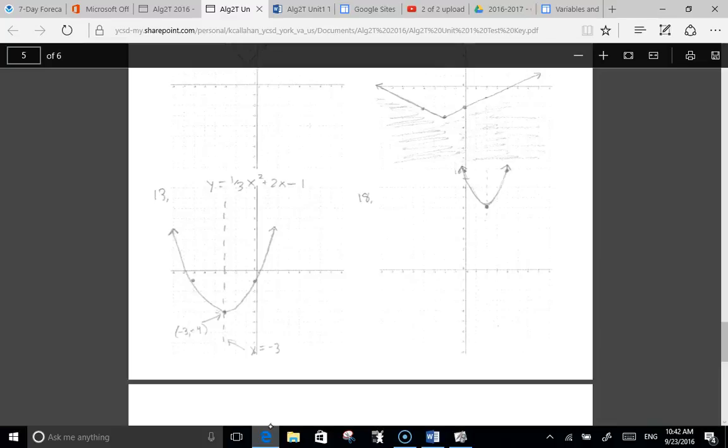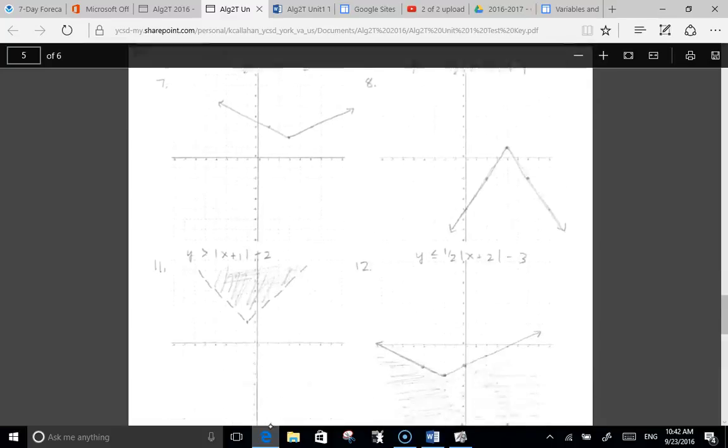Does the range go infinitely up and down? It stops where? At 6. So how would you say that? Y is greater than or equal to 6. That's it. And a fair number of people got that.